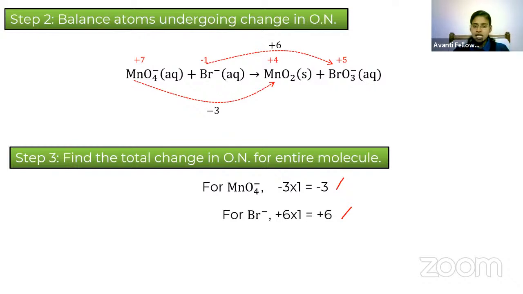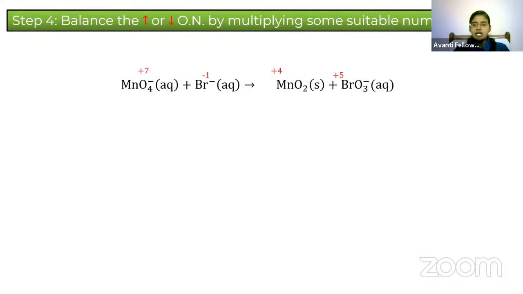Okay, minus 3 and plus 6 are not equal. So what do we have to do? We have to go for step number 4: balance the increase or decrease in the oxidation number by multiplying by some suitable number. So what can we do?